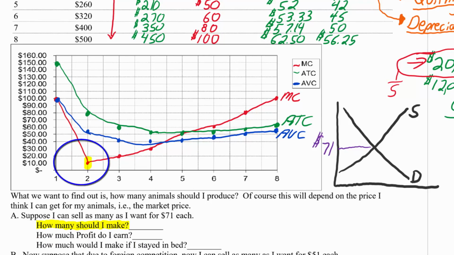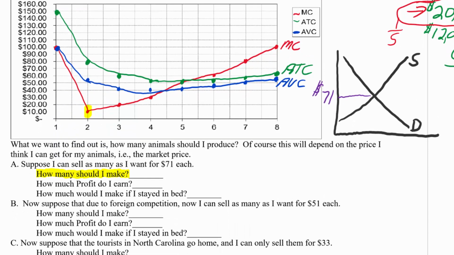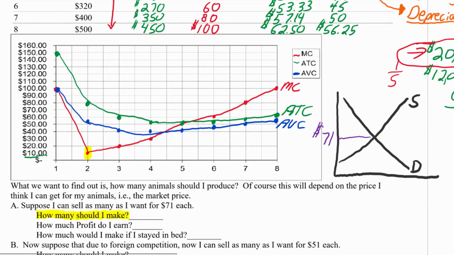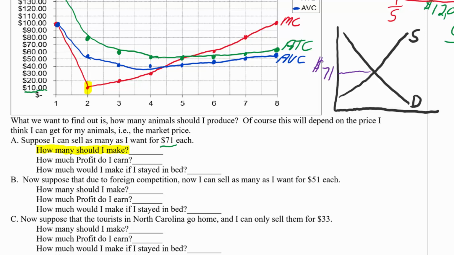That's right down here. And we start asking ourselves the question, if I can produce this second chainsaw animal at a cost of $10, that's the marginal cost, and then I can turn around and sell it for $71, does that sound like a good idea? To produce something that costs $10 and sell it for $71? Yeah, that sounds like a great idea. So we want to produce the second chainsaw animal. What about the third? Well, the additional cost is $20. If I can produce something that costs $20 and sell it for $71, should I do it? Yes. Cost $20, sell it for $71.